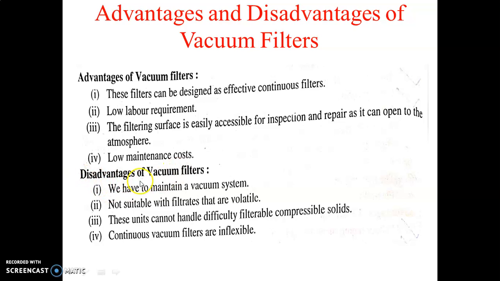Then what are the disadvantages of the vacuum filters? We have to maintain a vacuum system. I have already discussed this part. Vacuum means we have to maintain below atmospheric pressure, that means below 1 atmosphere. It is not suitable for filtrates that are volatile. Volatile means the substance gets evaporated. So that type of slurry we cannot use.